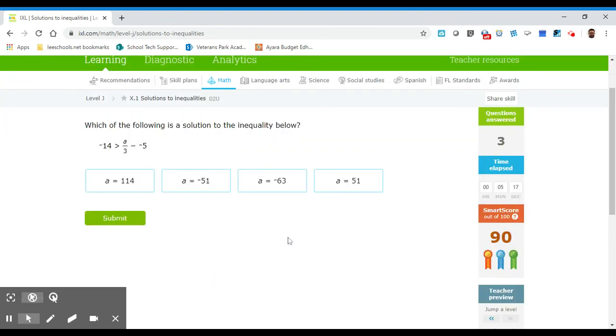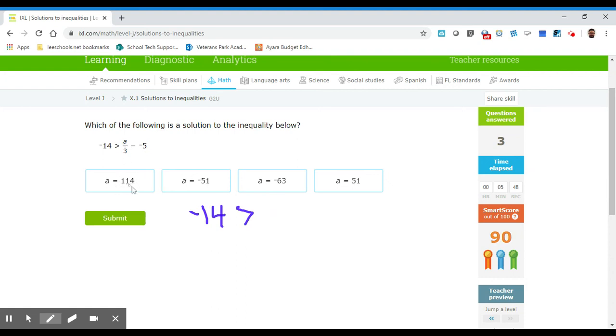All right, so on this level, we have a little bit more difficult numbers to work with. So let's see what we have. Negative 14 is greater than a over 3 minus 5. Okay, remember the mouth is eating the bigger side. So whatever we solve for, negative 14 has to be bigger than whatever we get on this side, right?